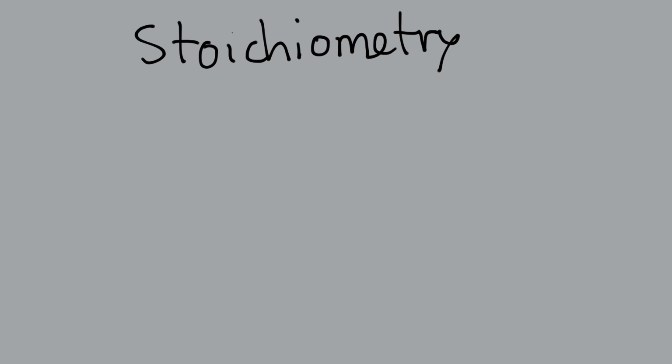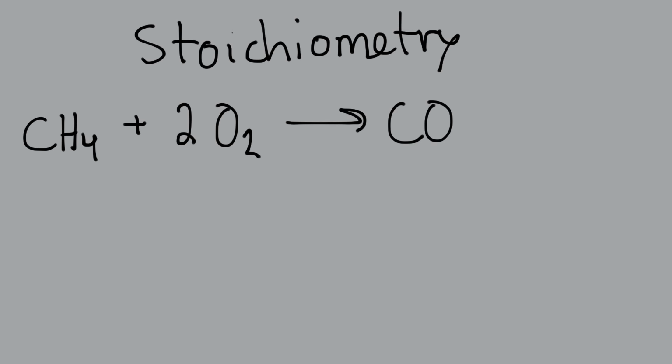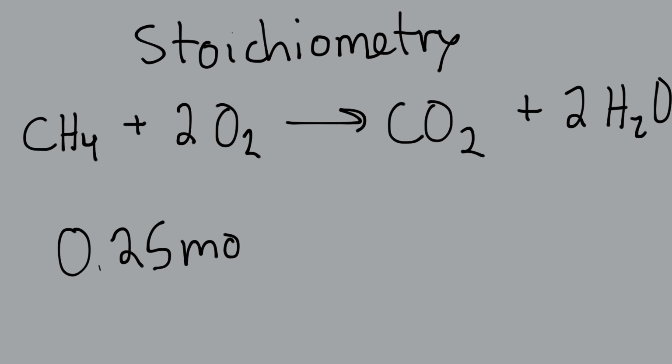Let's use methane. CH4 plus 2O2 yields CO2 plus 2H2O. Basically, I'm saying, okay, how many moles of CO2 and H2O are going to be made if I blow up 0.25 moles of methane gas? That's not right. That's a 4.